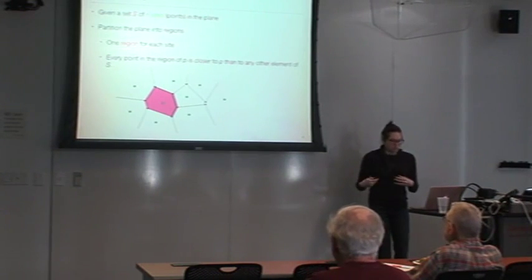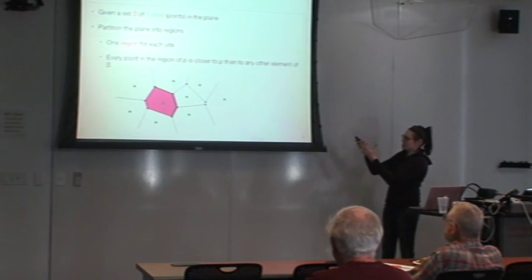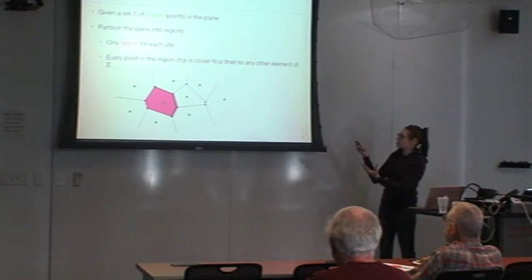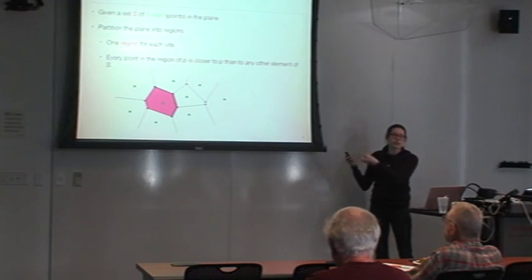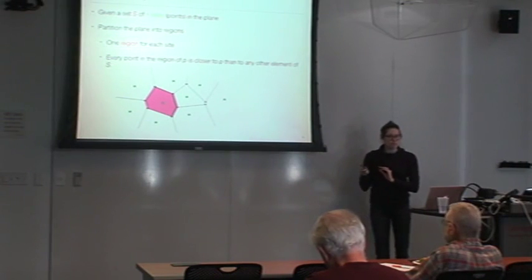So, more formally, given a set of n sites in the plane, partition the plane into regions, like I just said, one region for each site, such that for each point in the region, you're closer to that site than to any other site in the set of points. Is this clear?